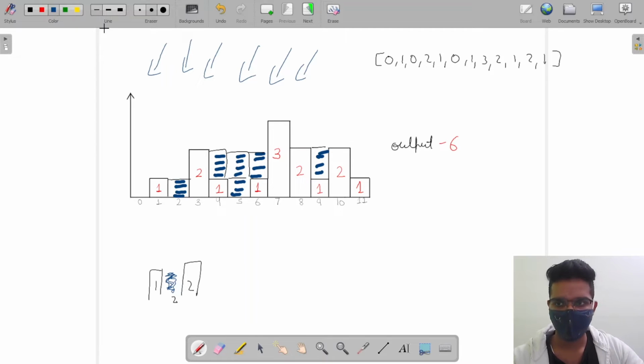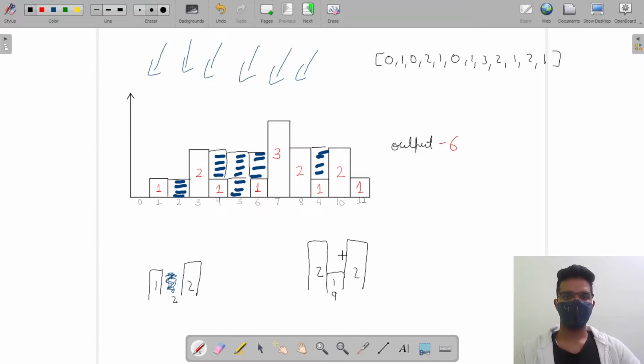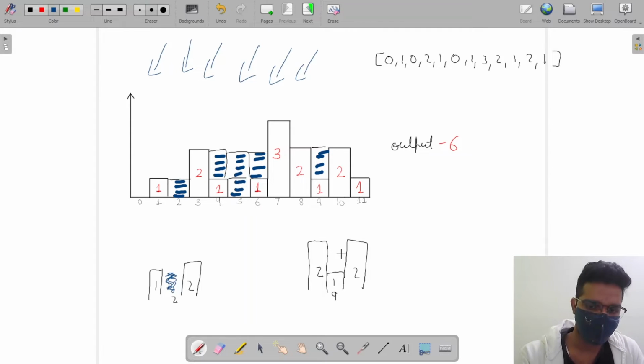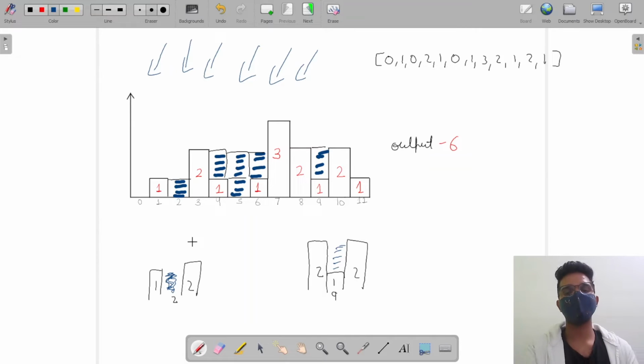Let's see one more for the 9th index. At the 9th index, my height is 1. My left neighbor height is 2, and my right neighbor height is again 2. So here, how much water got trapped? Let's see. Try to analyze it. What is happening here? How much water gets trapped? So on the left we got 1 and on the right we had 2. They both had bigger height than us.